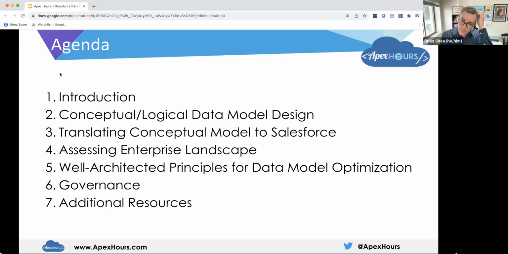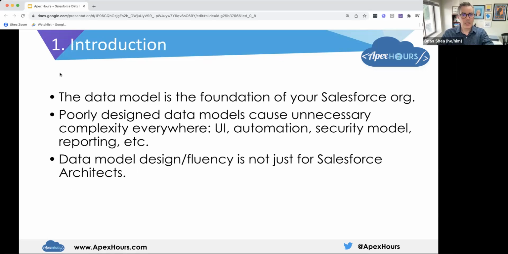We're going to talk about some enterprise considerations, and considering the entire enterprise landscape when we're developing our Salesforce data model. I am going to run through some of the relevant well-architected principles for data model optimization and handling large data volumes. And I will talk briefly about data model governance.